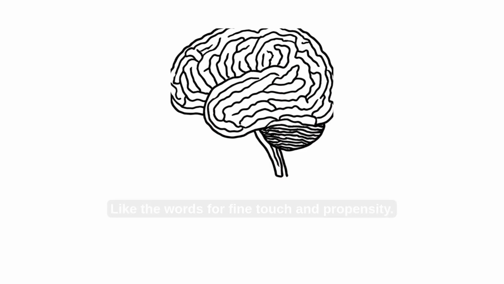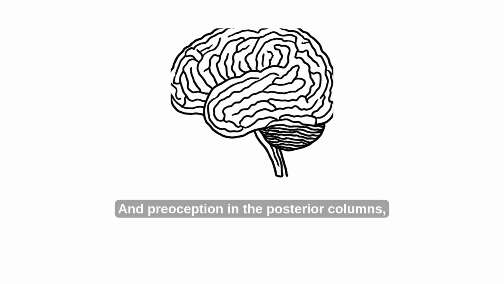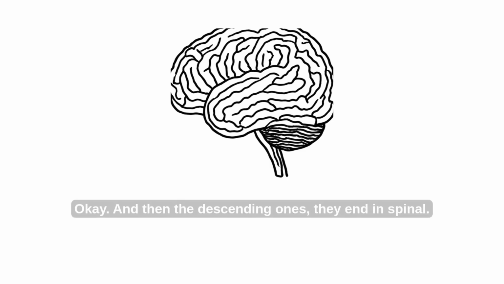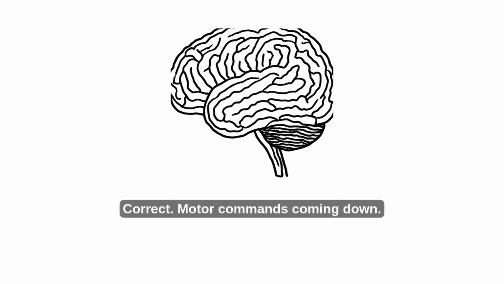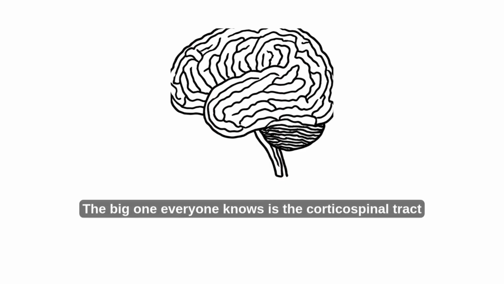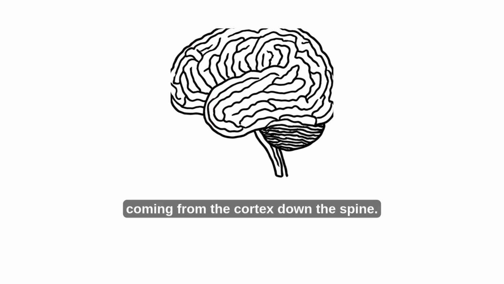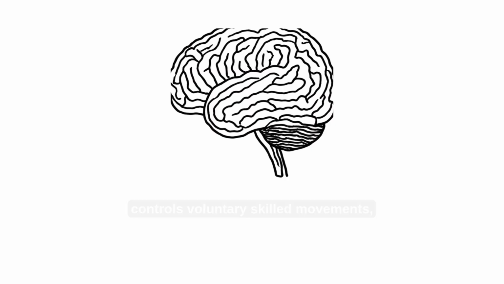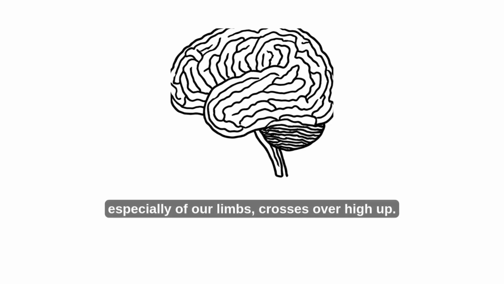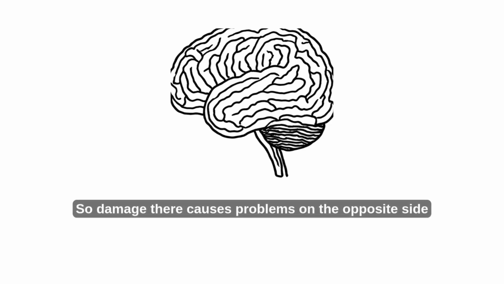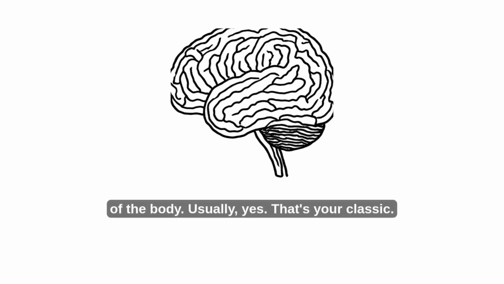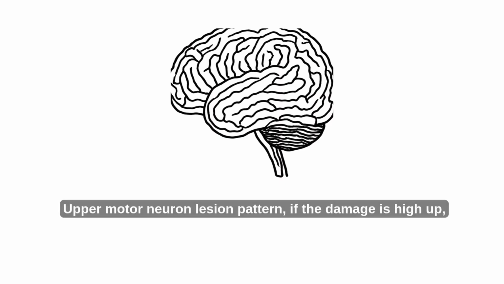There are others, of course, like the ones for fine touch and proprioception in the posterior columns, fasciculus gracilis and fasciculus cuneatus for the upper body. Okay, and then the descending ones, they end in spinal. Correct. Motor commands coming down. The big one everyone knows is the corticospinal tract, coming from the cortex down the spine. And even that splits, right? It does. The lateral corticospinal tract is huge, controls voluntary, skilled movements, especially of our limbs, crosses over high up. So damage there causes problems on the opposite side of the body. Usually, yes. That's your classic upper motor neuron lesion pattern.